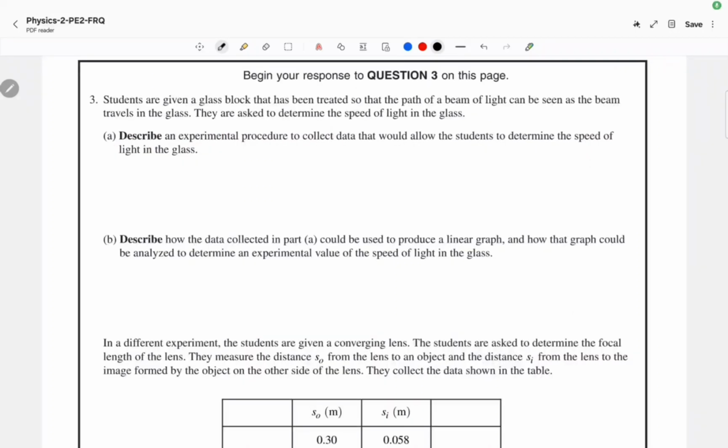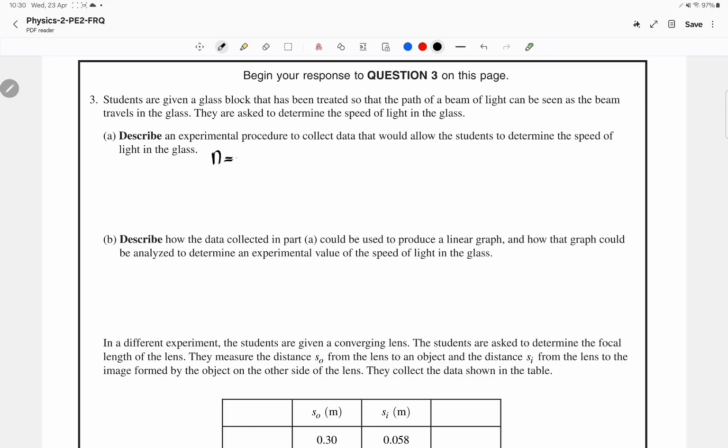Students are given a glass block that has been treated so that the path of a beam of light can be seen as the beam travels in the glass. They're asked to determine the speed of light in the glass. Describe the procedure that would collect the data to allow the students to determine the speed of the light in the glass. So let's just think about the equation that we actually have to incorporate here.